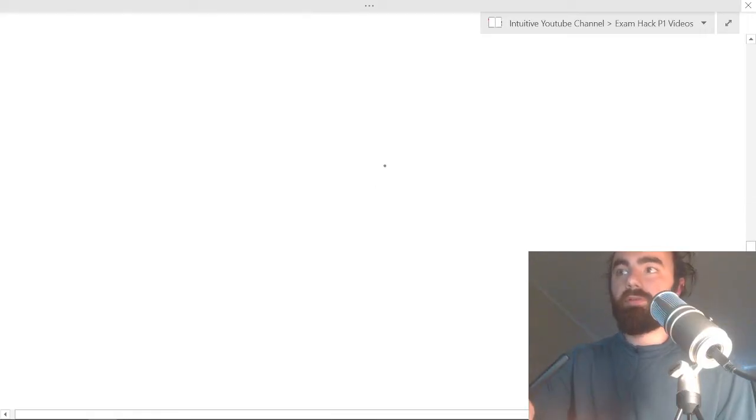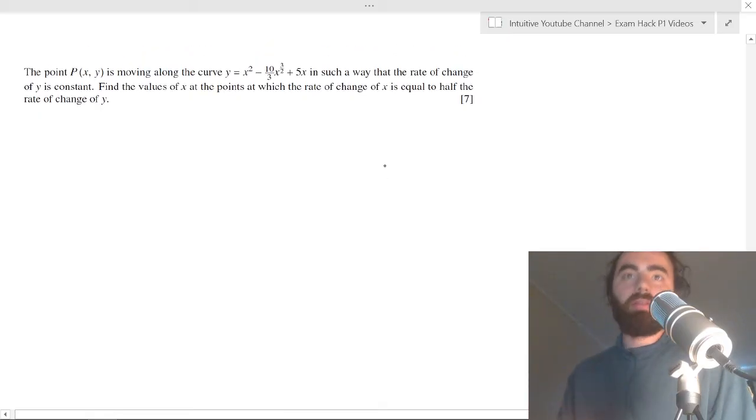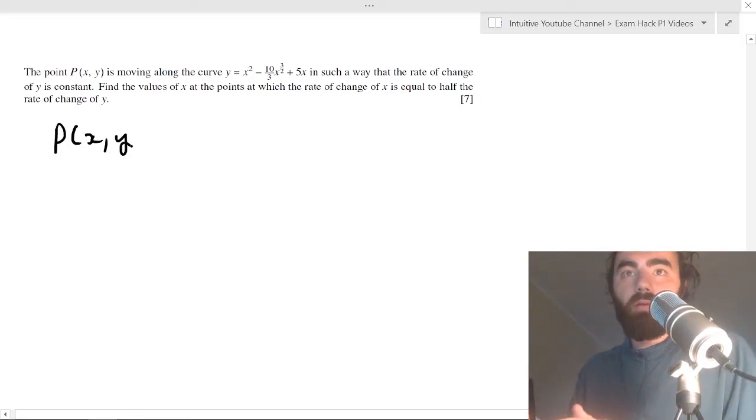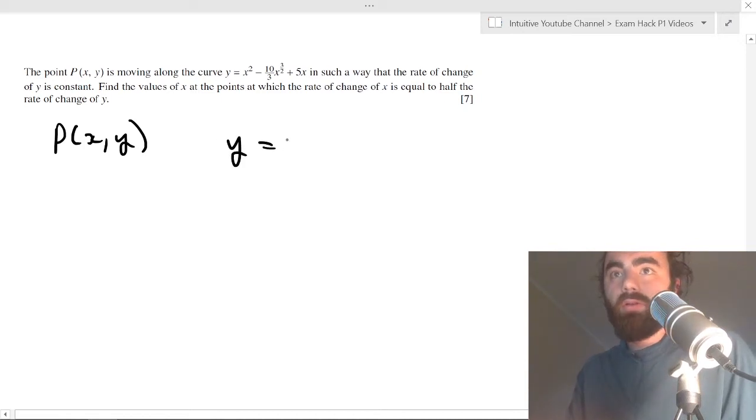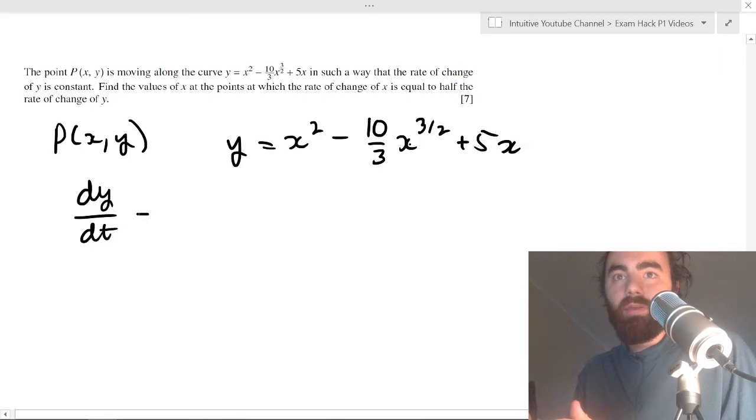Okay, well, I left a lot of space. Okay, the next question is this. So we have this point, which has variables x and y, and is moving along a curve. And I always like to just write everything out so I know what I'm doing, in such a way that the rate of change of y is constant. So they're saying that this point is moving along this curve in such a way that dy by dt is a constant.